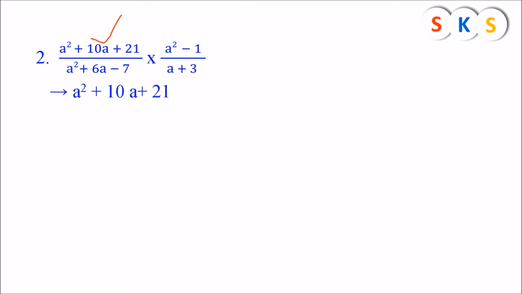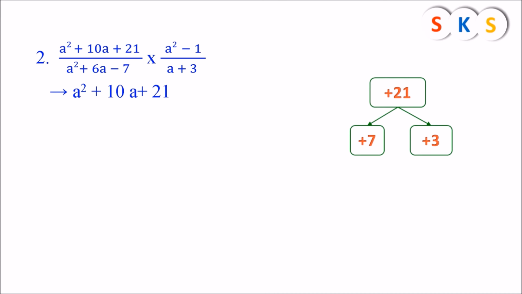Okay, now we are going to find out two numbers such that when you multiply those two numbers you should get 21, and when you add those two numbers you should get 10. So let's see what are the factors of 21. That is 7 and 3, right? Because 7 3s is 21 and 7 plus 3 is 10.